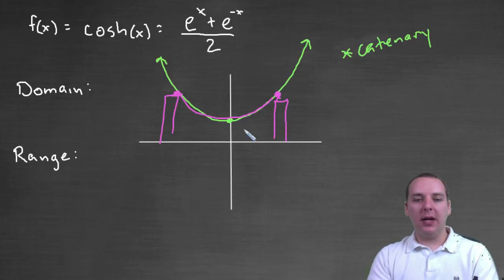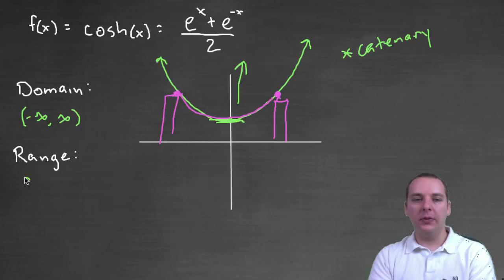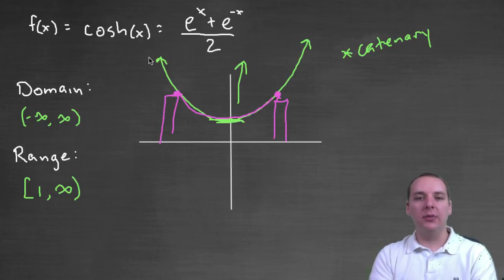The domain for this guy, just look at the green, you ignore the pink. The domain is all real numbers, so minus infinity to infinity. And the range looks like it starts at 1 and then all the y values above that. So from positive 1, inclusive, rather, sorry about that, should be a bracket, from 1 to infinity, because we get all the y values above 1. All right, there's hyperbolic cosine.